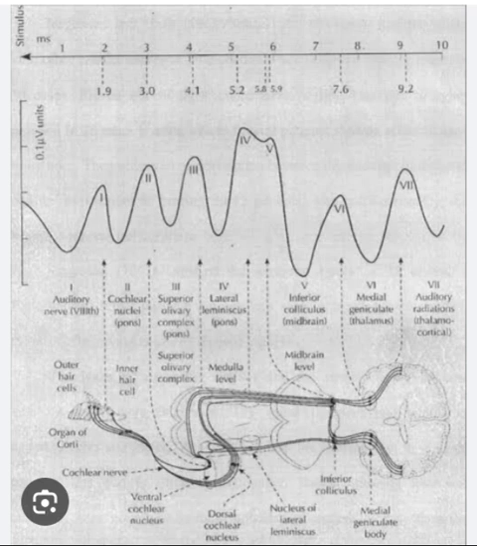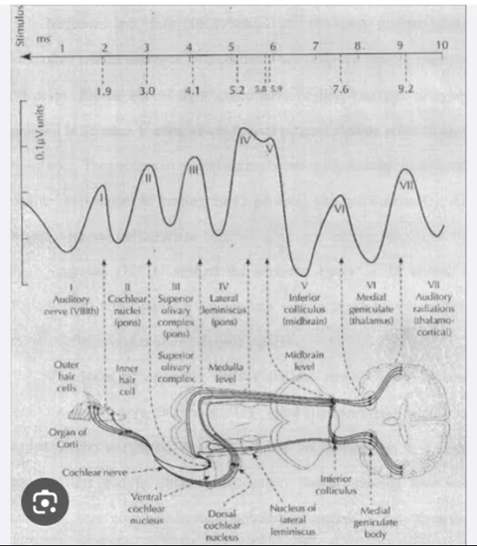Wave 3. Wave 3 is the subsequent positive deflection in the BERA waveform. It corresponds to the activation of the SON, a brainstem structure involved in the binaural processing of sound. Wave 3 is generated by the summation of excitatory and inhibitory postsynaptic potentials of the neurons within the SON. It typically appears around 3 to 5 milliseconds after the stimulus onset.